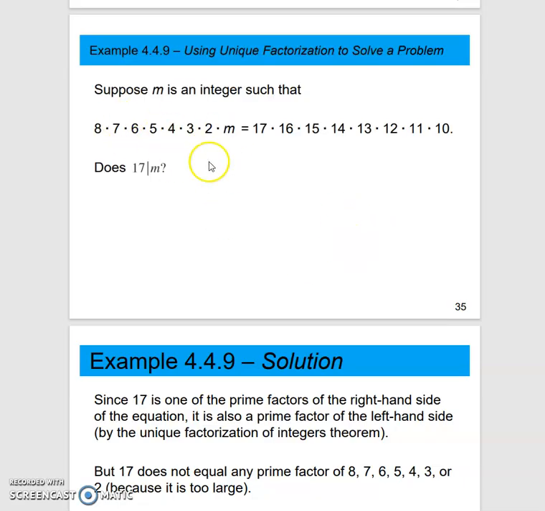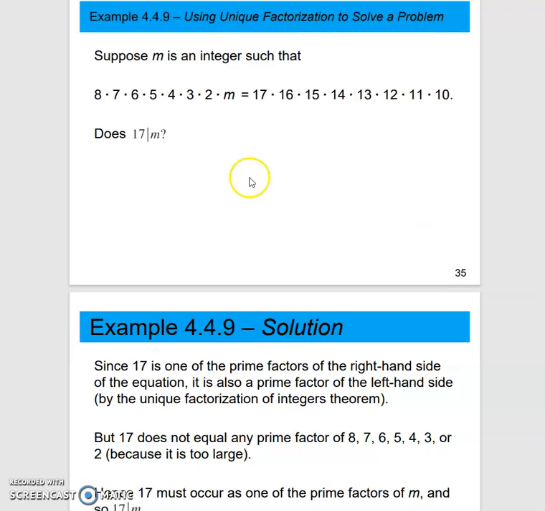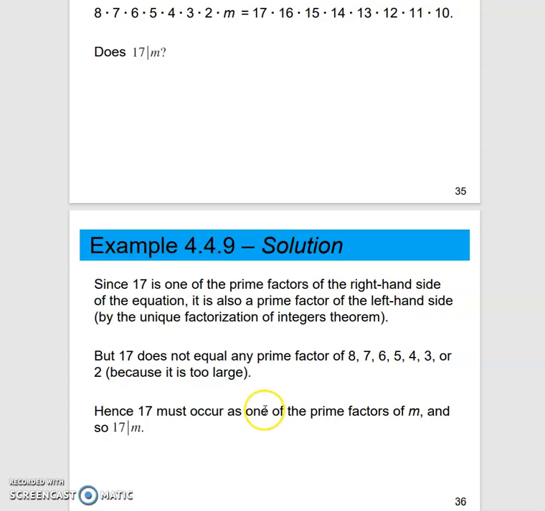That means it must also be a prime factor of the left-hand side, because we've said that these two things are equal to each other. And needless to say, all of these numbers on the left, well, they aren't 17. So because 17 isn't in any of them, and because these are equal, 17 must be either m itself or one of the prime factors of m. So we would say that that is a true statement. And that is everything in section 4.4.